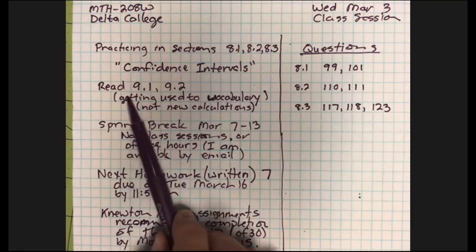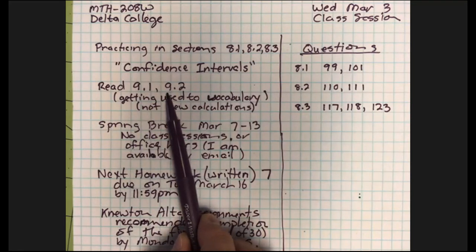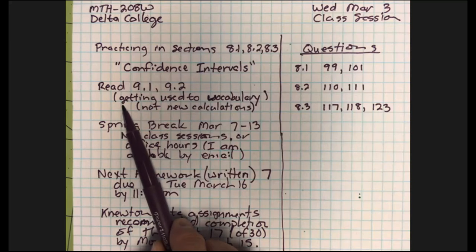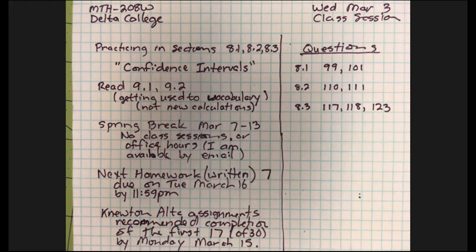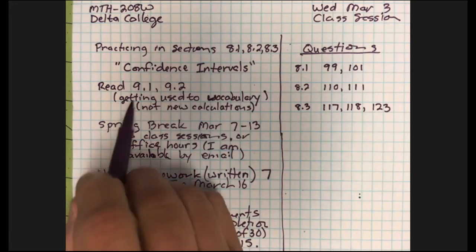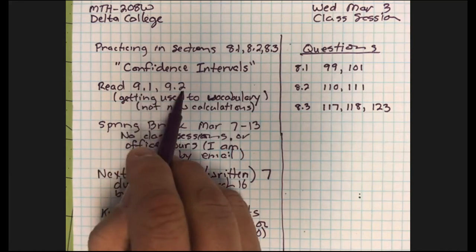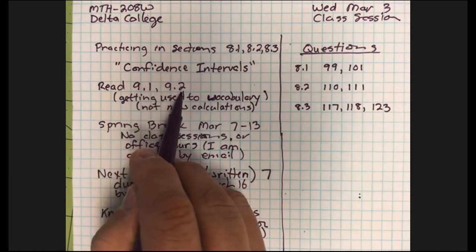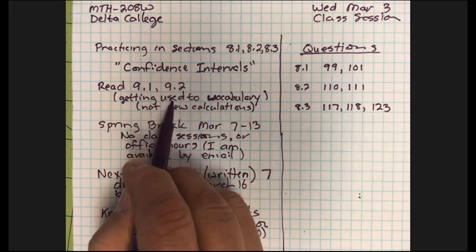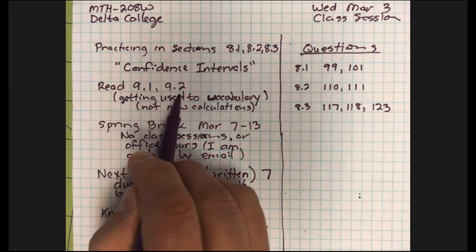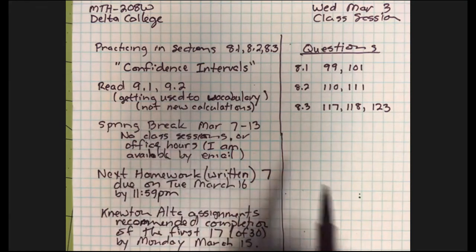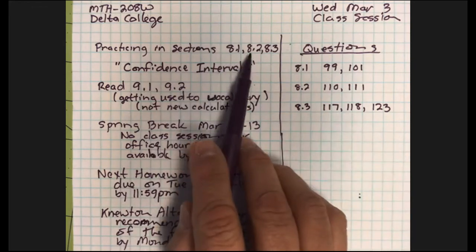On our schedule this week, we also have 9.1 and 9.2, but these are basically reading sections where you're getting used to some vocabulary about our next style of estimates, which are called hypothesis tests. I want you to read sections 9.1 and 9.2. We might talk about them briefly or mention some of the vocabulary next week, but I want to concentrate on 8.1, 8.2, and 8.3.